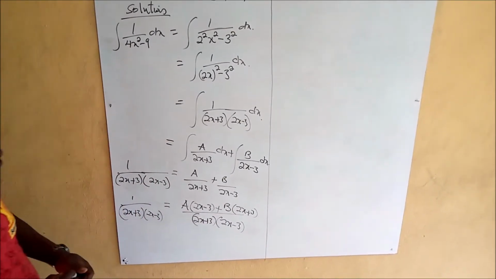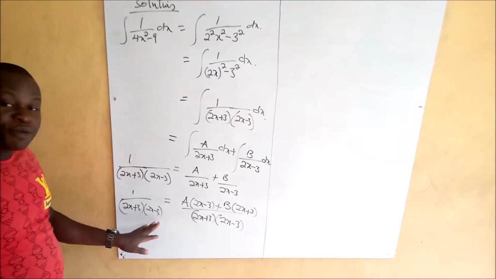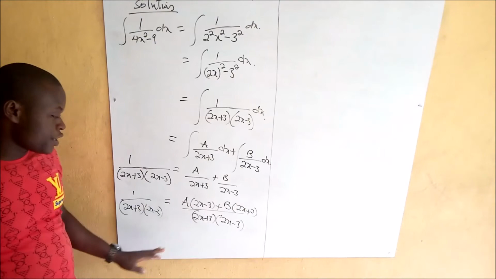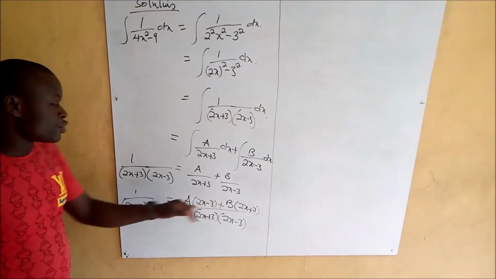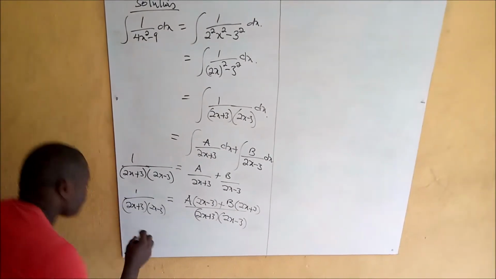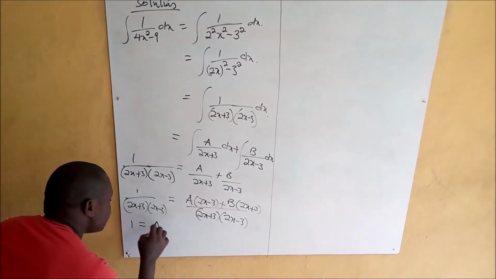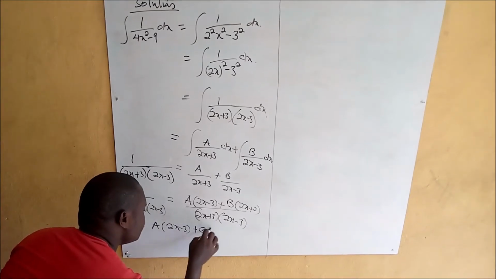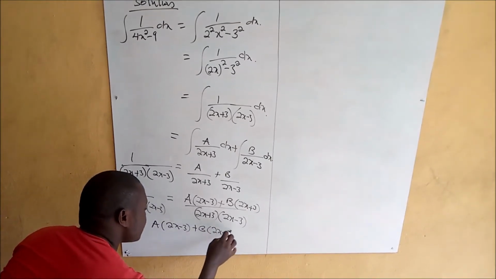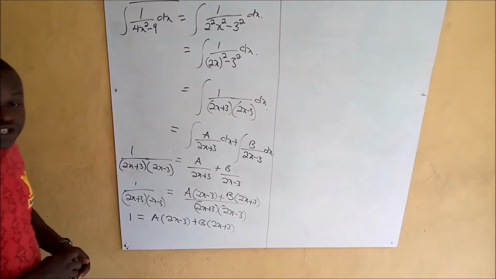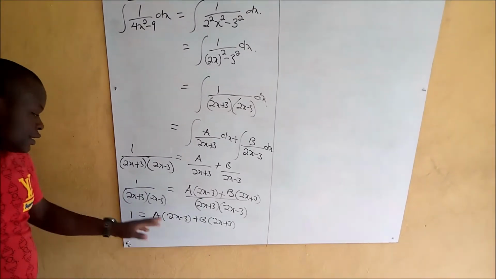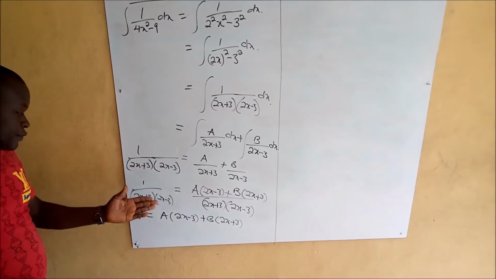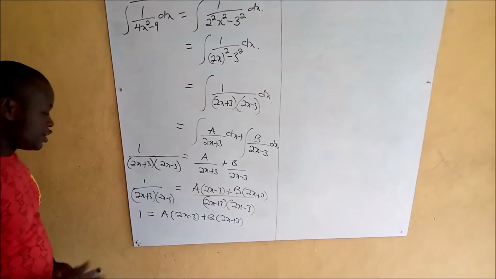You can see that the denominator of the left hand side and the denominator of the right hand side are equal. Since they are equal, we can say that the numerators are also equal. So 1 is equal to A times (2x minus 3) plus B times (2x plus 3). Let's clear the brackets, because here the cover-up method will not work. Remember the methods for solving partial fractions. So we go by the expansion method.